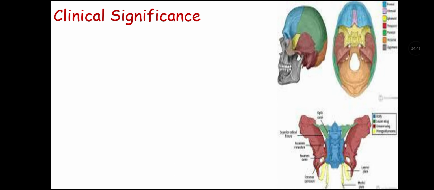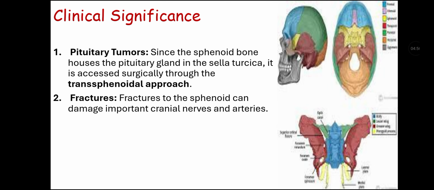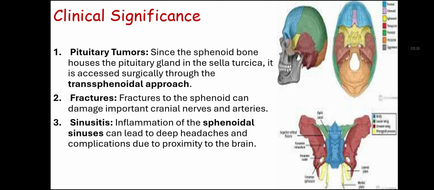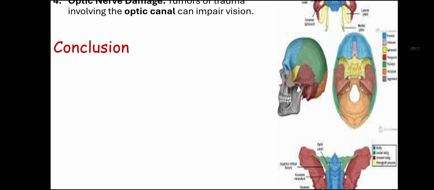Now let's talk about the clinical significance of the sphenoid bone. First is pituitary tumor. Since the sphenoid bone houses the pituitary gland in the sella turcica, it is accessed surgically through the transsphenoidal approach. Second is fractures, as a fracture of the sphenoid can damage important cranial nerves and arteries. Third is sinusitis, as inflammation of the sphenoidal sinuses can lead to deep headaches and complications due to proximity to the brain. Next is optic nerve damage, as tumors or trauma involving the optic canal can impair vision.